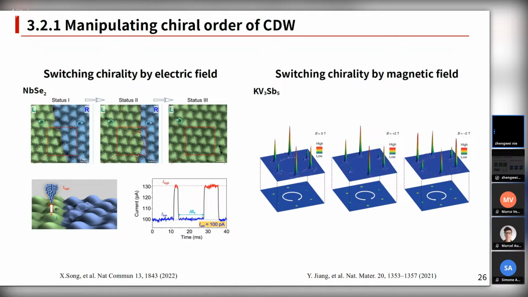This chirality is reversed, and the domains are shifted. Another method is by magnetic field, in RbV3Sb5. We can see that initially there is a clockwise charge density wave, and by applying a magnetic field, the chirality is reversed. This is because there are some couplings between its electronic structure and the magnetic field.